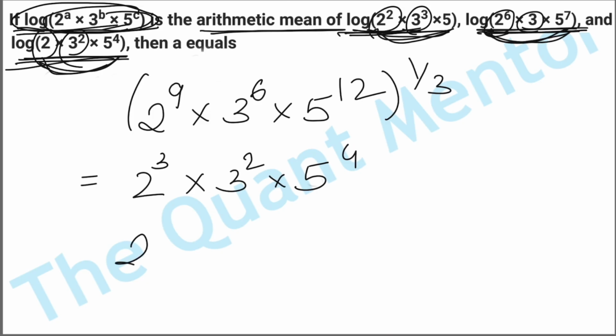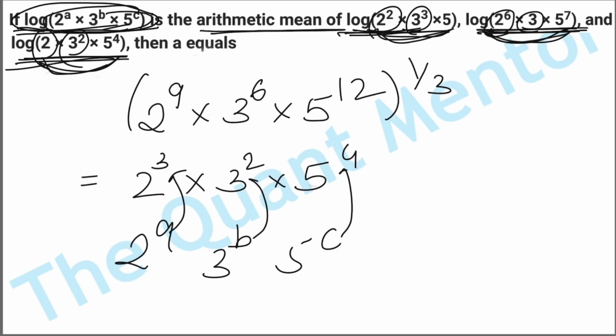This now we'll compare with 2 raised to a, 3 raised to b and 5 raised to c. A is 3, b is 2 and c is 4. Super easy solution to our question. What they want is a is 3.